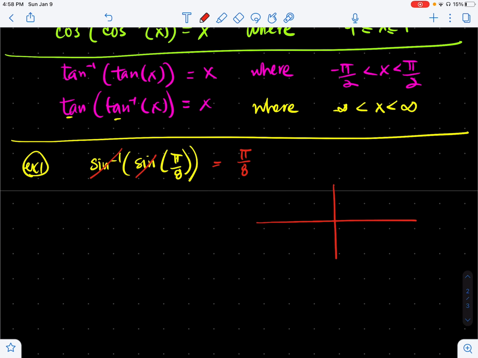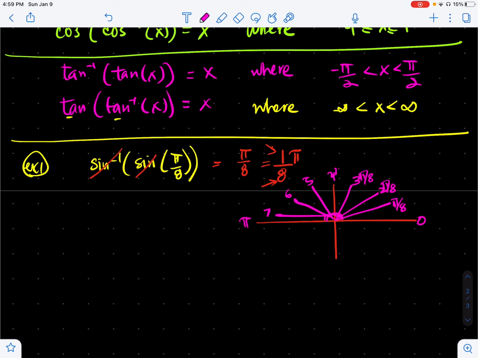Pi over 8 can be reread as 1/8 of pi, which means if pi is split into 8 parts, I'll get to the first part. Let's split 0 to pi into 8 parts. So quadrants 1 and 2 need to be split into 8 parts. Because this is an even number, it's very easy to do that. 1, 2, 3, 4, and then 4 will be here, 5, 6, 7, 8. So 4 parts in quadrant 1, 4 parts in quadrant 2. So 1 refers to 1 pi over 8, 2 refers to 2 pi over 8, 3 refers to 3 pi over 8, 4 refers to 4 pi over 8, and so on and so forth.